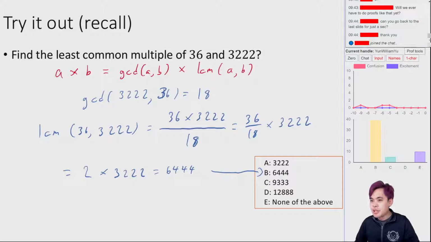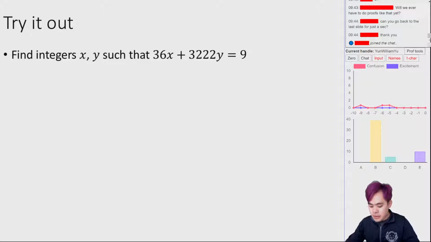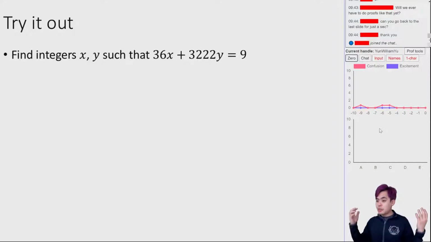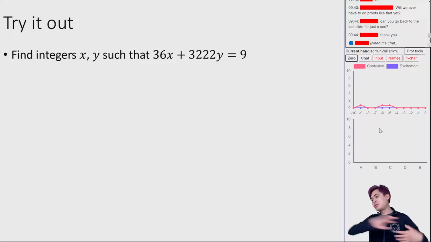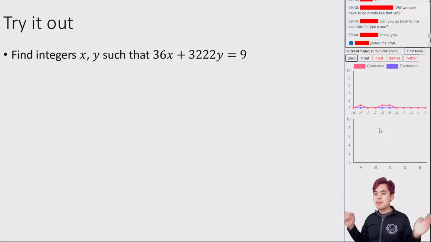Let's try another one. So we know the greatest common divisor, and so we know how to work with that. What if I want to find integers x and y such that 36x plus 3,222y is equal to 9? So what we're trying to do now is make a combo. If you're able to step 36 steps or 3,222, a super giant leap, can you ever step exactly 9 steps? 9 feet or 9 meters or 9 teaspoons or whatever you want.